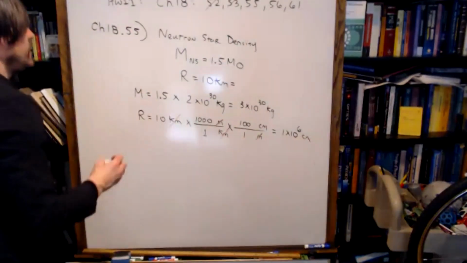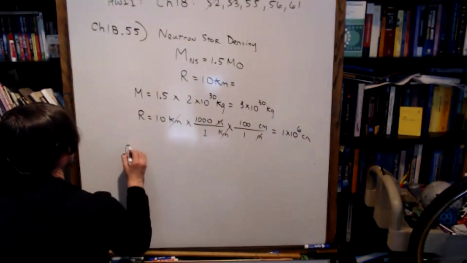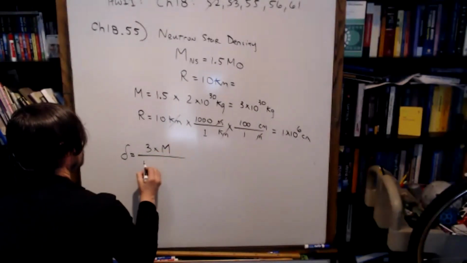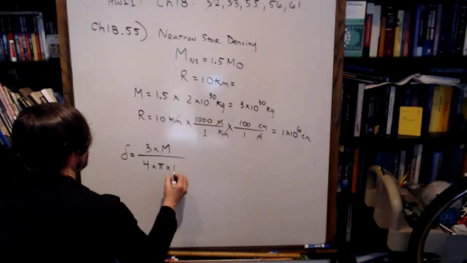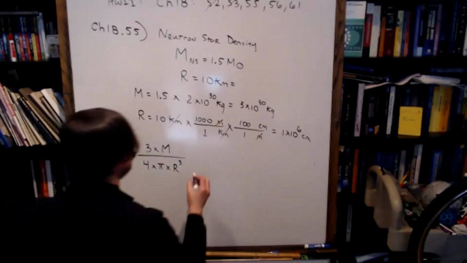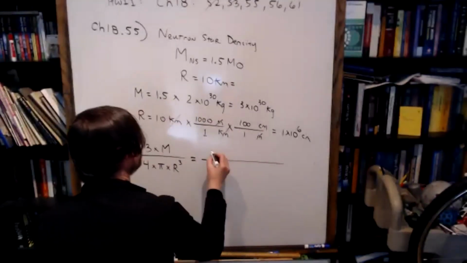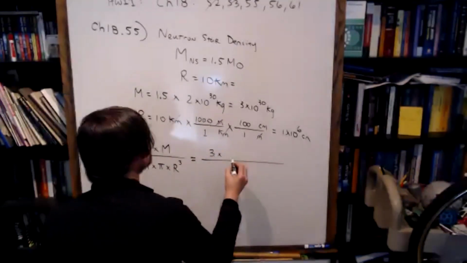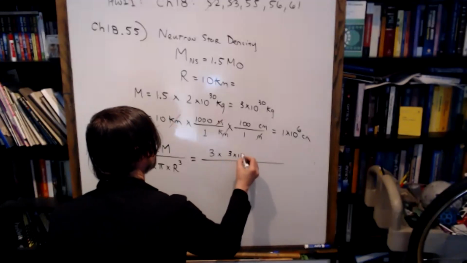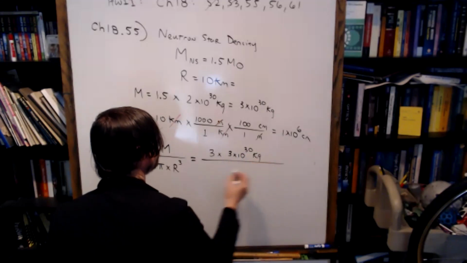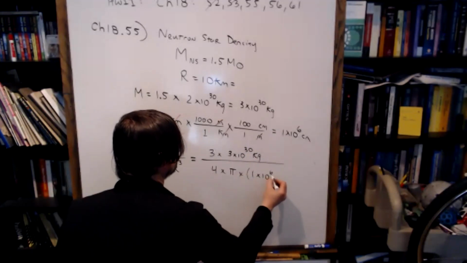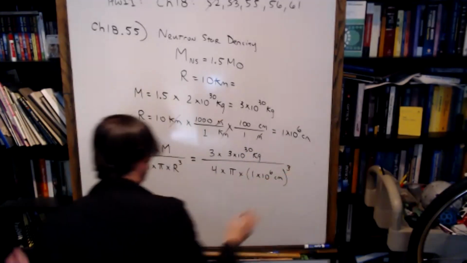Okay. The density of a star is 3 times its mass over 4 pi r cubed. That was directly from lecture today, right? Yeah. All right. So plug in our numbers. 3 times 10 to the 30, over 4 times pi times a million centimeters cubed. Punch them up.